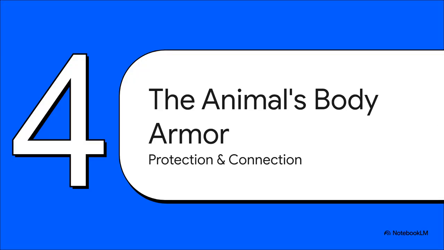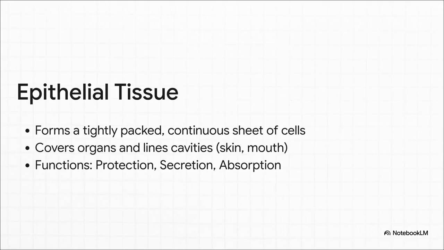Okay, let's switch blueprints completely and jump over to the animal kingdom. Since animals move, their tissues are built for a totally different lifestyle. So let's start with what covers, protects, and literally holds the animal body together. First on the list is epithelial tissue. This is your body's armor and its internal wallpaper. It's a continuous sheet of tightly packed cells that covers your entire outside, your skin, and also lines all of your internal organs and cavities.